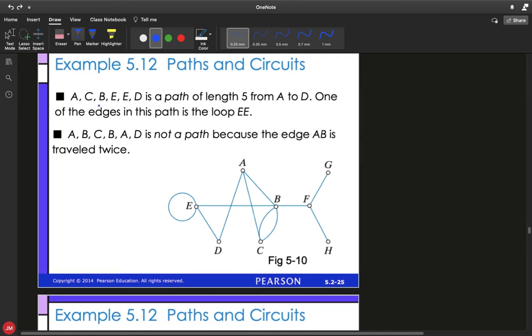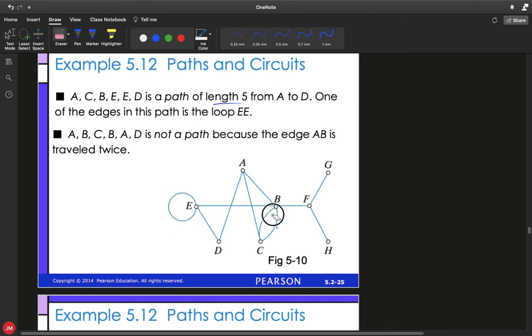All right, now let's take a look at some more. So A, C, B, E, E, D, that would be A to C, C to B, again, doesn't matter which one you pick, B to E, E back to E, so we're going to use the loop there, and then from E to D. So that would be a path of length 5, and one of the edges in the path is our loop.